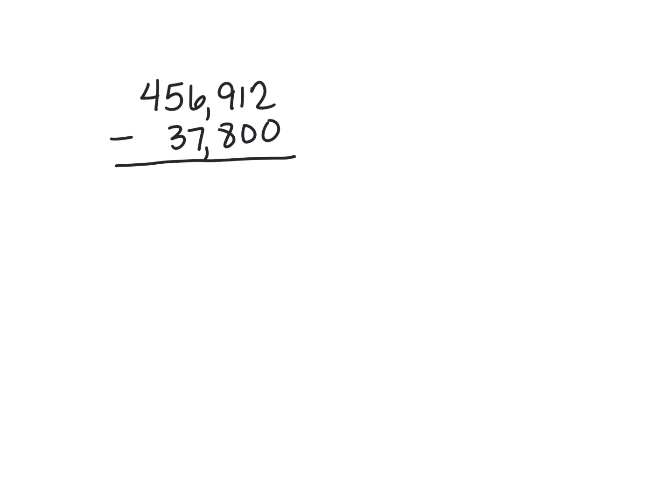This one is 456,912 minus 37,800. Real important that our ones columns line up, our tens columns line up, our hundreds columns and over. It doesn't have a story. Let's give it a story. Mr. Montano has 456,912 pencils in his classroom. That's a lot. Mrs. Sanchez has 37,800 pencils in her classroom. How many more pencils does Mr. Montano have than Mrs. Sanchez, or how many less pencils does Mrs. Sanchez have than Mr. Montano?